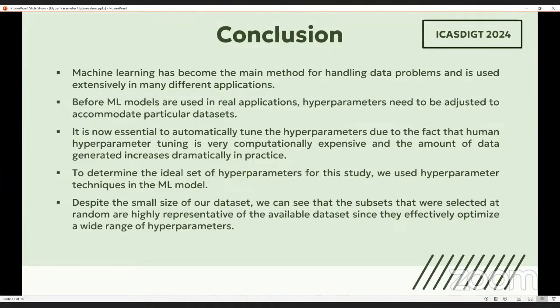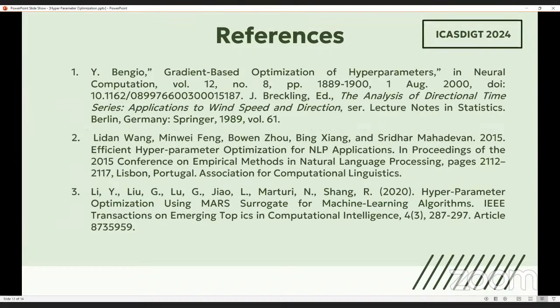To determine the ideal set of hyperparameters for this study, we use hyperparameter techniques on the machine learning model. Despite the small size of our dataset, we can see that the subset we selected at random is highly representative of the available dataset, since it efficiently optimizes a wide range of hyperparameters. Here are some references. I collected some information from here.